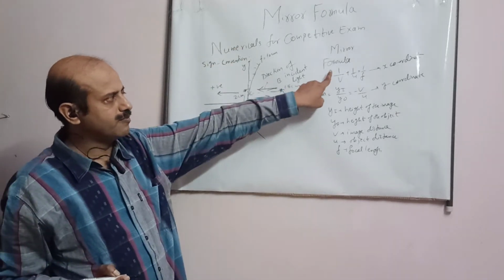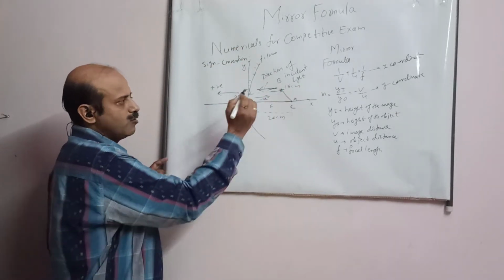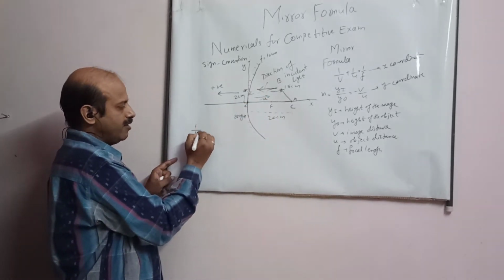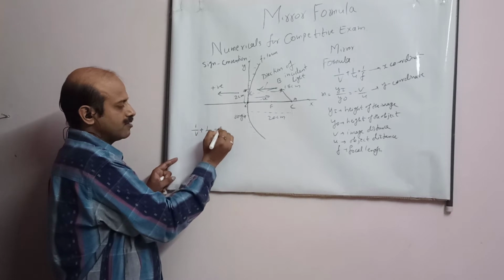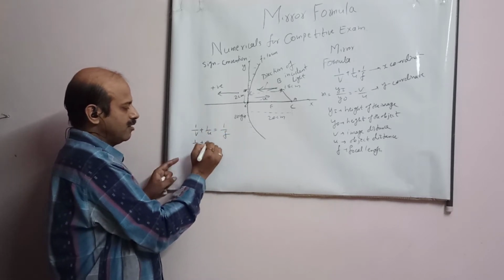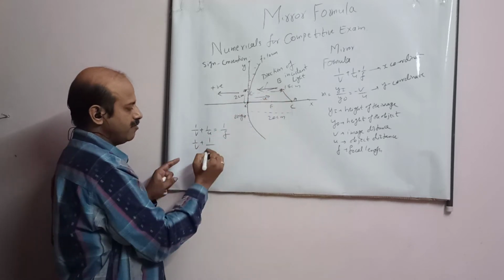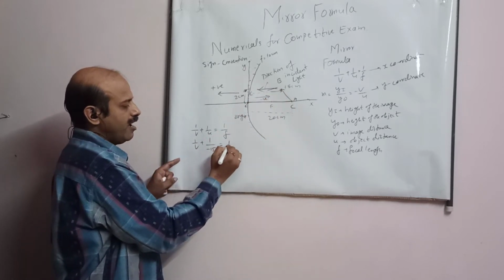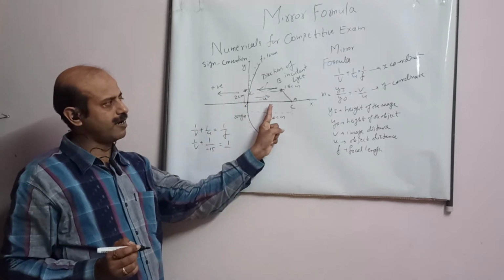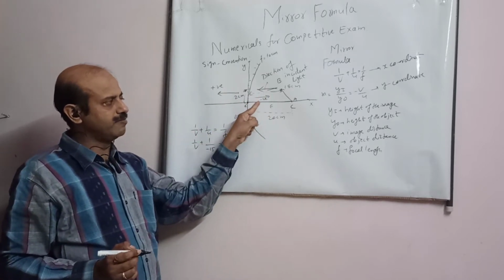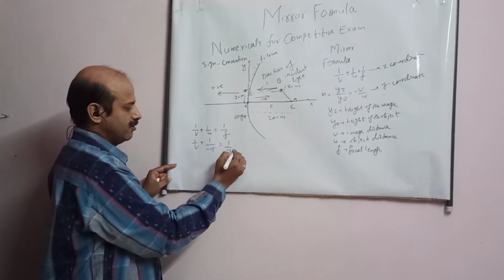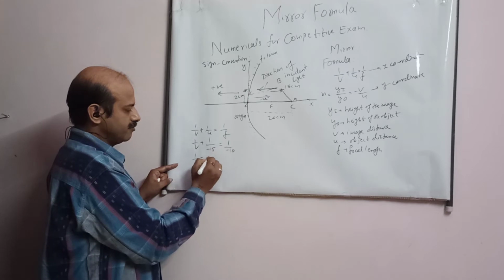Now I will apply this formula, student, to find the x coordinate of this. See, student, 1 upon v plus 1 by u equals 1 by f. V I have to find out. U is given as 15 centimeter, so minus 15. F, student, is for a concave mirror. F is on this side, you see. From here I have to come to this side, and this side is negative. F is minus 10, student. Now I will calculate this.